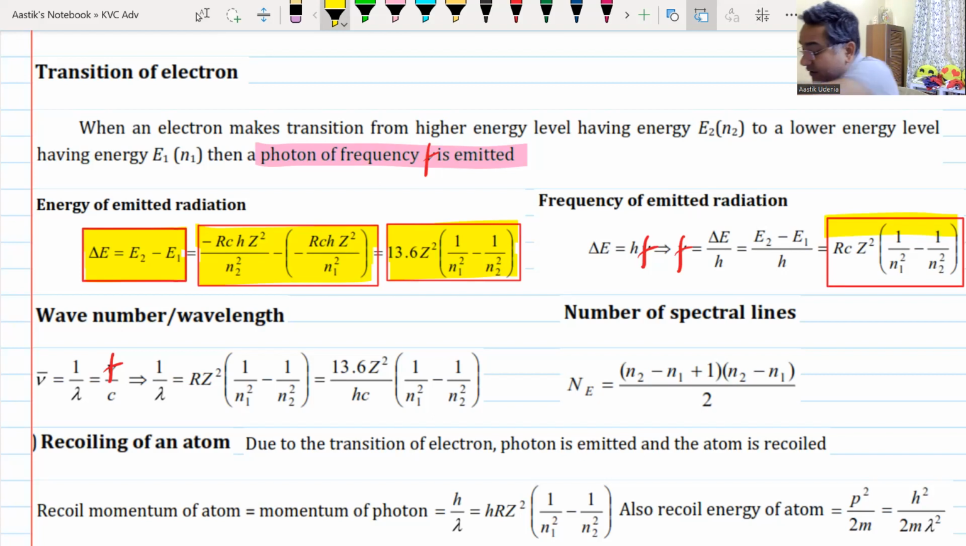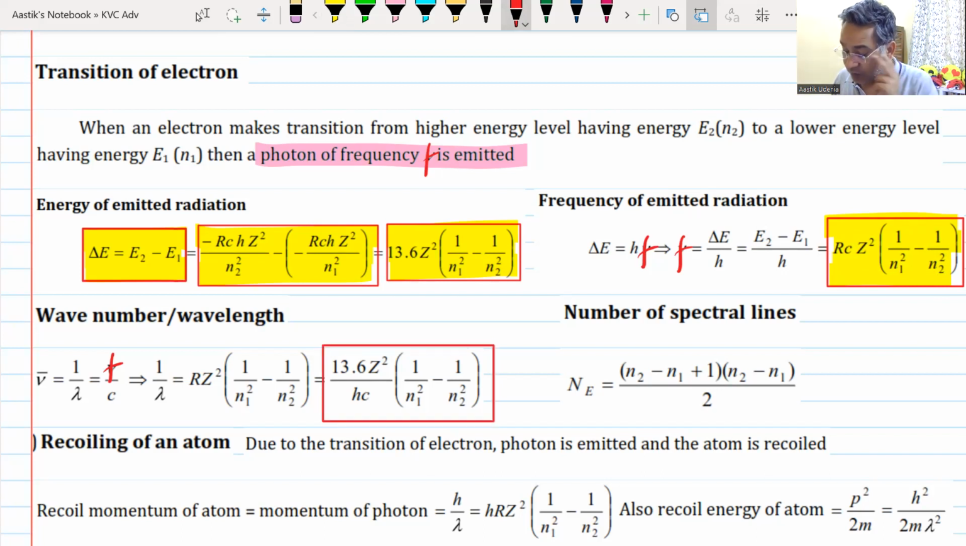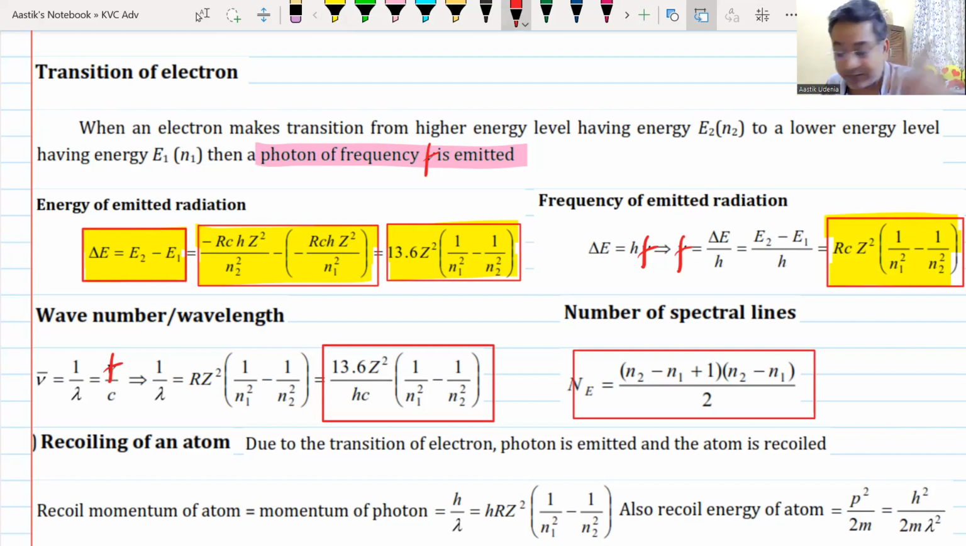I hope everyone is making notes. Remember, I have told you all these. This chapter is completely about remembering the formula. Yes or no? Yes, sir. This is the wave number, or one by wavelength. Do we understand this? Yes. This is the number of spectral lines. How many lines are emitted or can be emitted? We will see questions on this, don't worry.